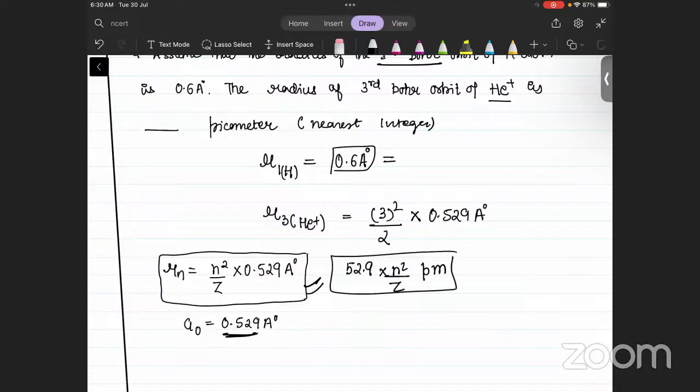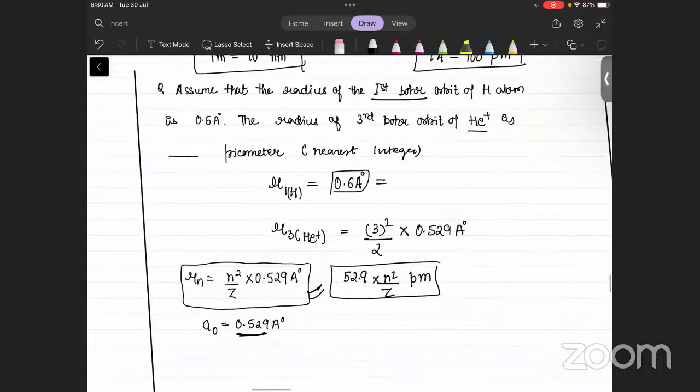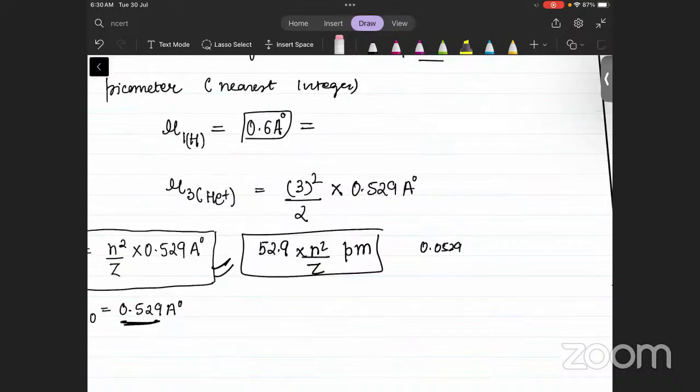And then in nanometer also you can write the formula, right? Yes, what will it be? 0.0529 nanometer, right? So you can write the complete formula.